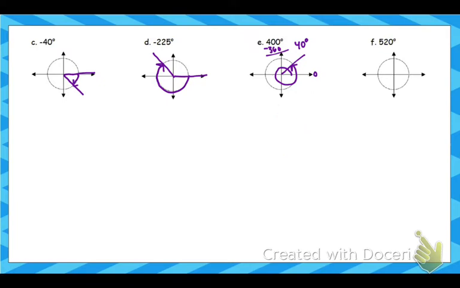All right, 520, that's also more. So we need to go ahead and subtract 360 to get that full circle. And I get 160 degrees. So 160 is between 180 and 90. So again, I'm going to go a full circle and then stop at that angle.